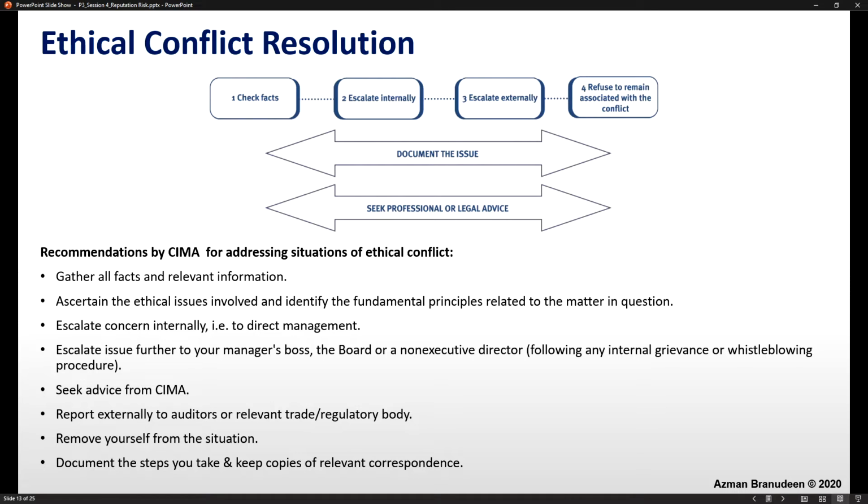These are all very smart recommendations that you can easily bring in if ever the question arises in the case study with respect to dealing with an ethical conflict.